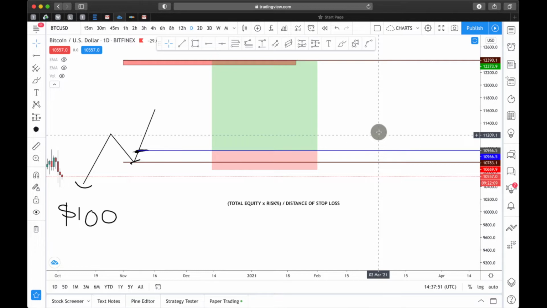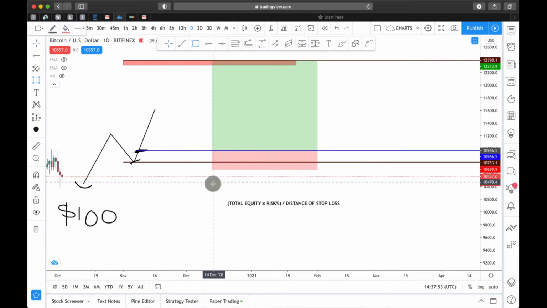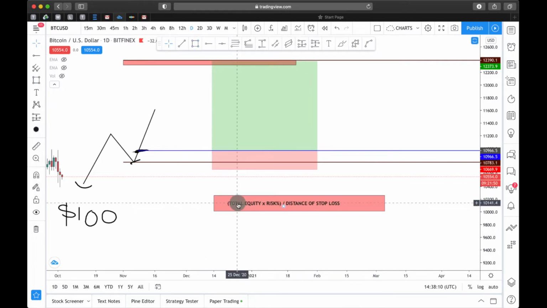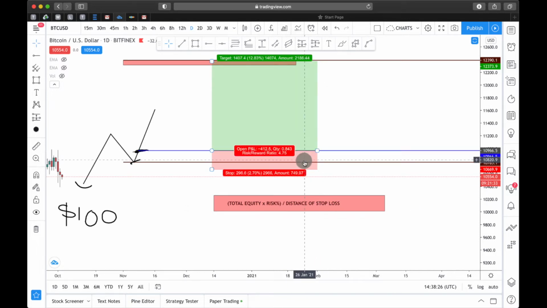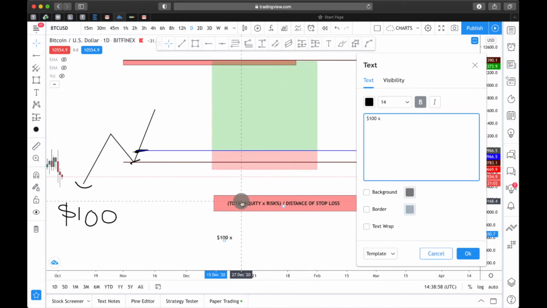So there's a formula to calculate the position size, and this is the formula. So we have our total equity. What is our total equity? Our total equity in this case is $100. Our risk per trade is 5%, divided by the distance of stop loss from entry. We already know that the distance from stop loss to entry is 2.7%. So how do we do it? We know that it is total equity multiplied by risk per trade divided by distance of stop loss from entry, right?